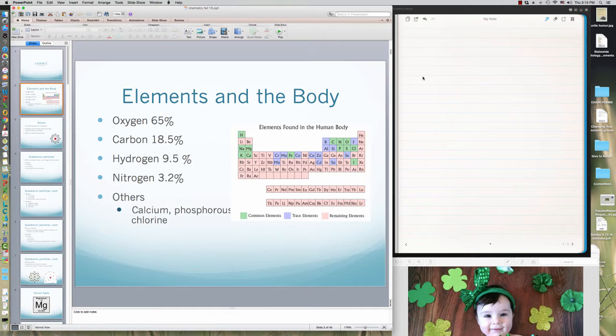There's a large variety of elements that are found in the human body. If you look at the periodic table up here, you'll see everything that's highlighted in green or blue is found in the human body, but the most common ones are in green. And of those, oxygen is by far the most common, primarily because so much of the body is made up of water.